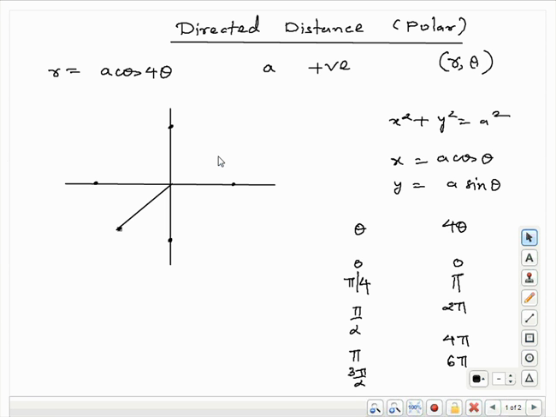Done. That's pi by 4. Now it does not look like pi by 4, by the way. See what it looks. It looks like that angle. So this is the application of directed distance concept. Now we have done some problems earlier, and there also this concept can be applied. But let's first complete this.